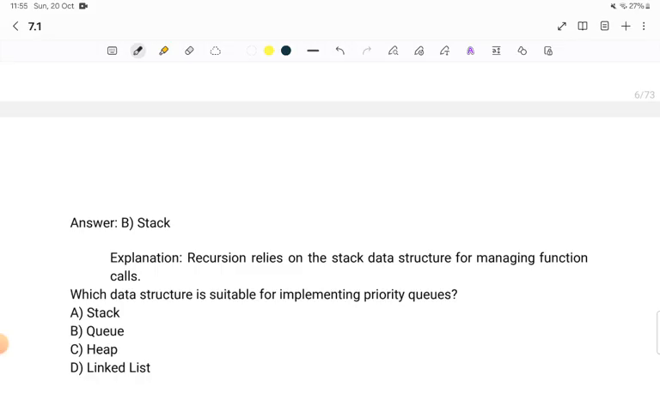Okay, priority queue. If you have already covered your syllabus of data structure, you have seen this. Priority queue means which number will come first, which will come last. For implementing this priority queue, stack, no, it is not used. Queue, linked list, no, we will not use these. We are going to use the heap data structure. Heap allows efficient insertion and deletion of elements based on the priority. So heap is the correct answer.